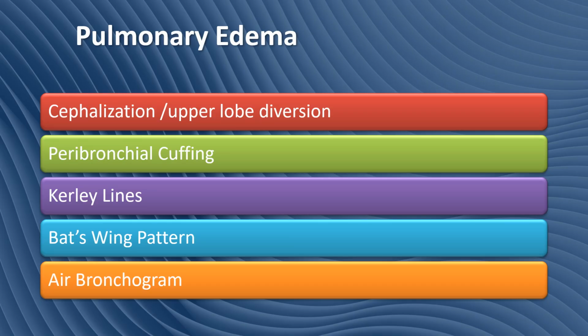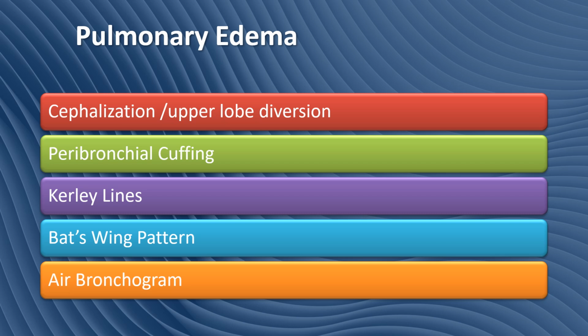So these are the features of cardiogenic pulmonary edema on a chest X-ray. In the last slide, we discussed the grades of pulmonary edema: in grade 1, cephalization or upper lobe diversion, while grade 2 interstitial edema consists of features of peribronchial cuffing and Kerley lines.